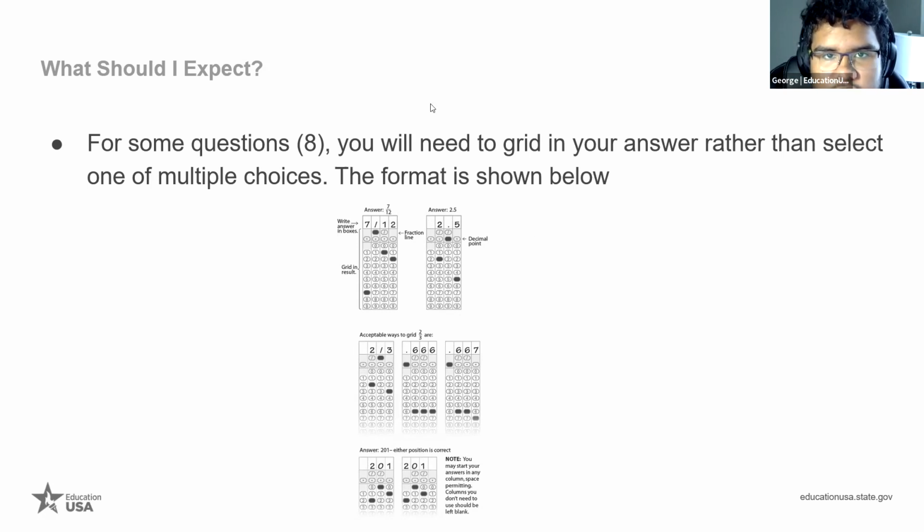Are there any questions about this, by the way? And another thing to note real quick is that if you have any questions throughout the presentation, feel free to unmute yourself and ask your question, or you can also type it in the chat if there are any questions about what I'm showing on the screen or anything I'm talking about. So are there any questions about this grid-in question answering format?